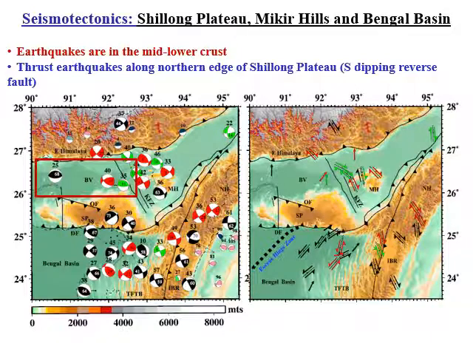Next, we move on to looking at earthquakes in the region of the Brahmaputra Valley, the Shillong Plateau and the Mikir Hills. So here I will first focus on these earthquakes which are marked by the red box on your left map. So these are earthquakes which are in the mid to lower crust, which is very important to note. And these are also thrust earthquakes along the northern edge of the Shillong Plateau. So these are basically south dipping planes which have reverse fault motion. So if you look at the slip vectors on the right, you can see that obviously these show you thrust faulting on faults which are dipping towards the south.